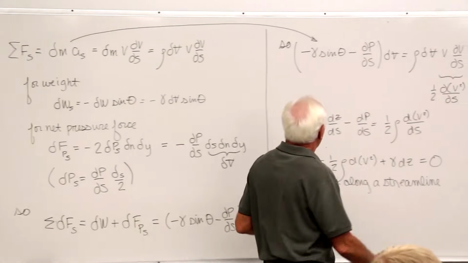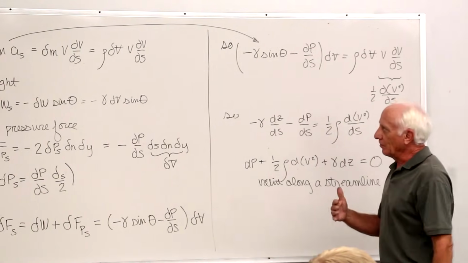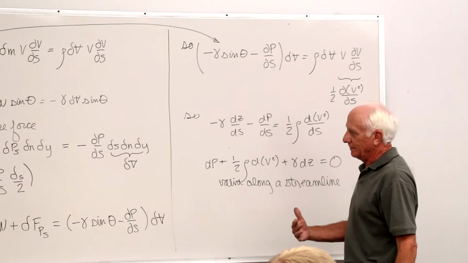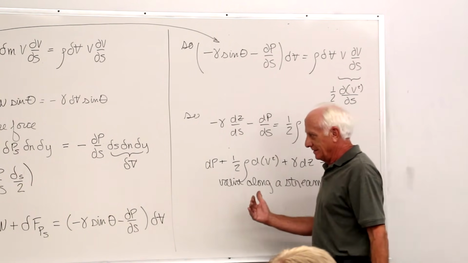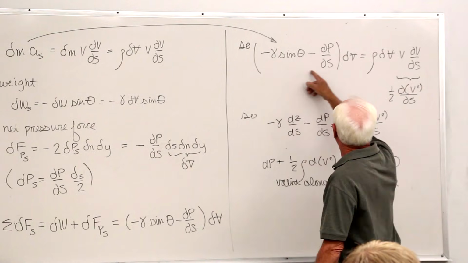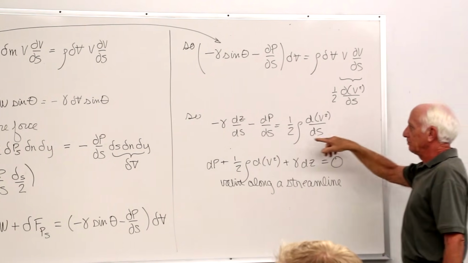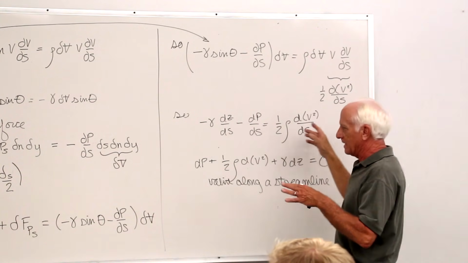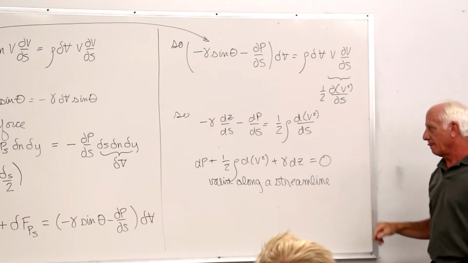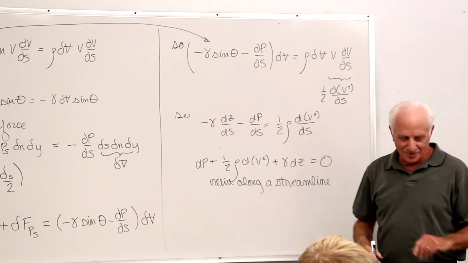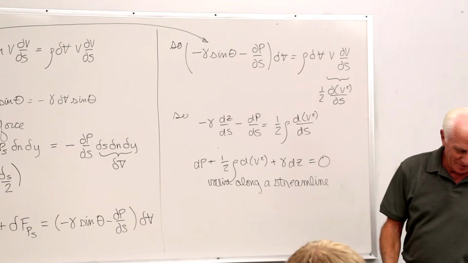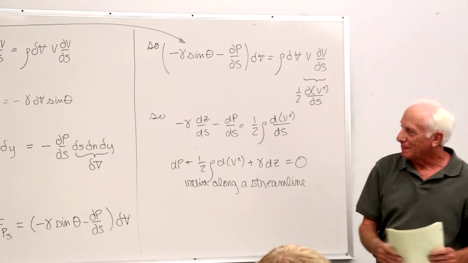Play with it some more and get it into a useful form. That's our objective. It's not in a useful form yet, but we're getting there. Make some changes here. This one right here, multiply through by ds. Put all the terms on one side of the equation. There it is. We're almost there with Bernoulli.